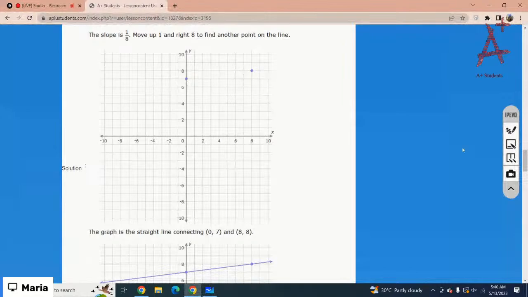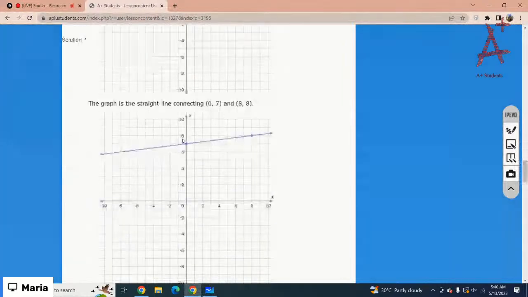Just connect these 2 points and make a line. That's how we plot the graph of the line. Got it?